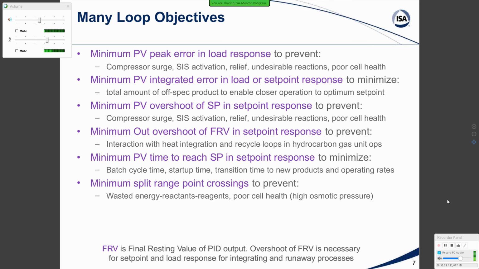And this is something I've added in that you don't see out there: minimum split range crossings to prevent wasted energy, reactants, reagents. Split range, we're often talking about heating, cooling. If you go back and forth between heating and cooling, you're wasting energy. Similarly, if you have pH control and you have split range between acid and base, you're going back and forth between the acid and base, then you're wasting reagent.